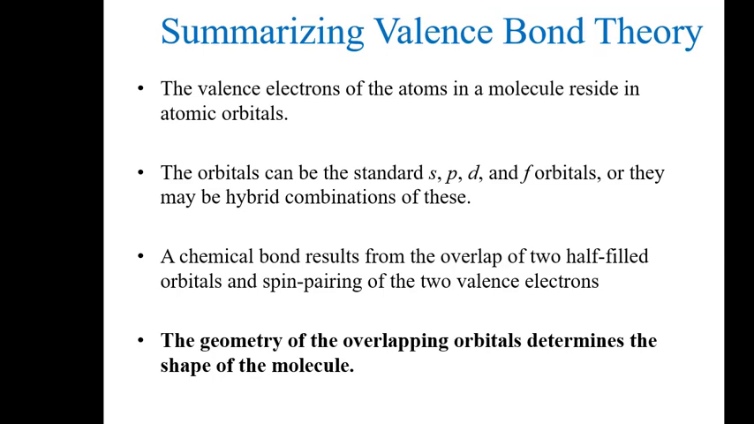So summarizing the idea behind the valence bond theory, we can say that the valence electrons in the molecules that are in the atomic orbitals are the ones responsible for the formation of the bond that occurs when the orbitals overlap. The overlap of the orbitals can occur between any of the orbitals that we've seen, the s, p, d, and f. It can also occur using hybrid orbitals, and we'll see what these are later on. The geometry of the overlapping orbitals is what determines the shape of the molecule.